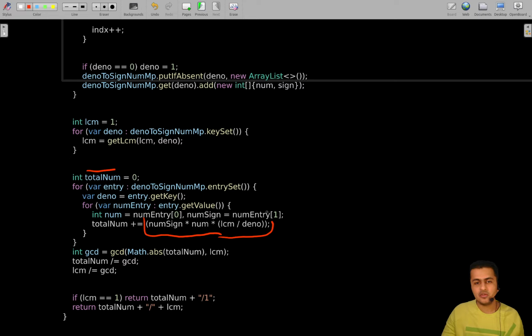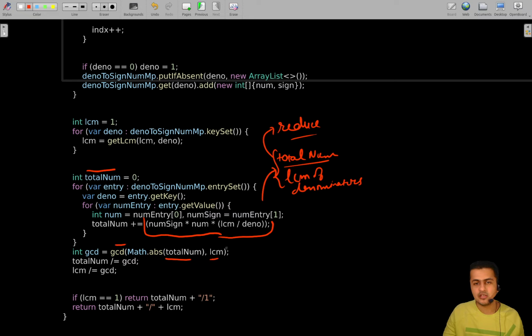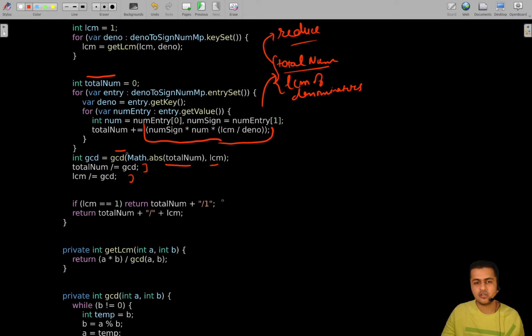And then once you have this, you will have something like this: total number divided by LCM of denominators. Then you will further reduce it to an irreducible fraction. For that, you should find the GCD of the total number and the LCM. Then you will simply divide it, and just return the fraction in the format that was required from our side. It is that simple.